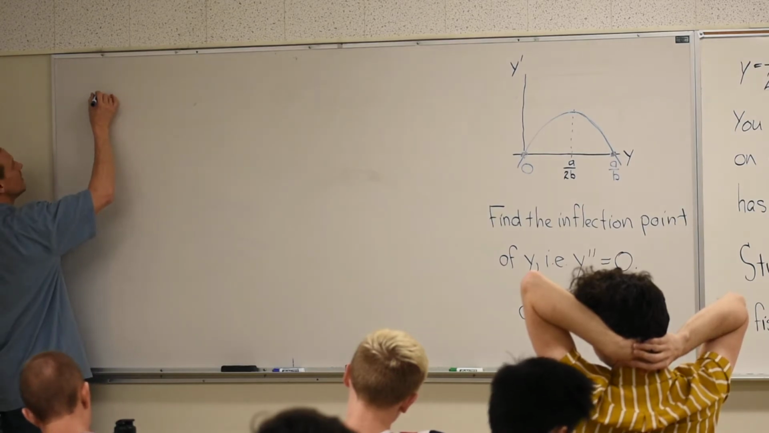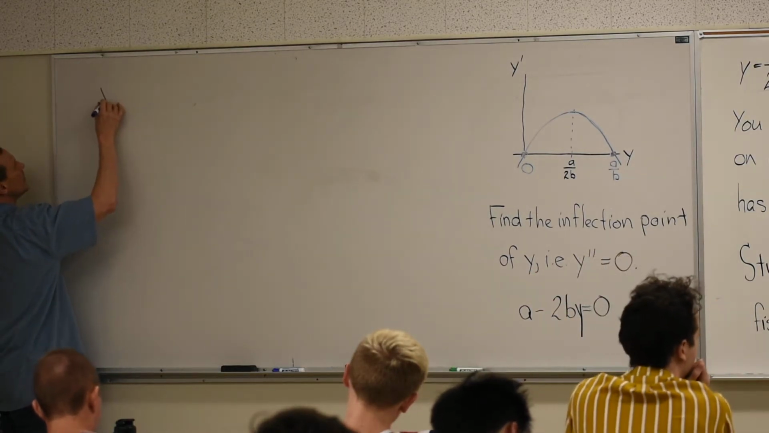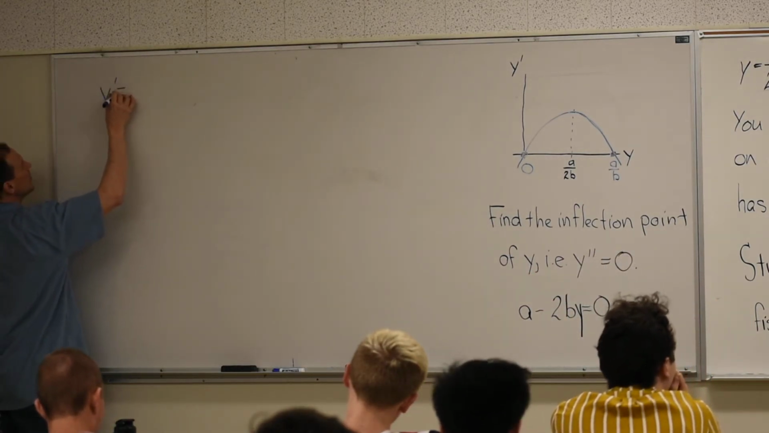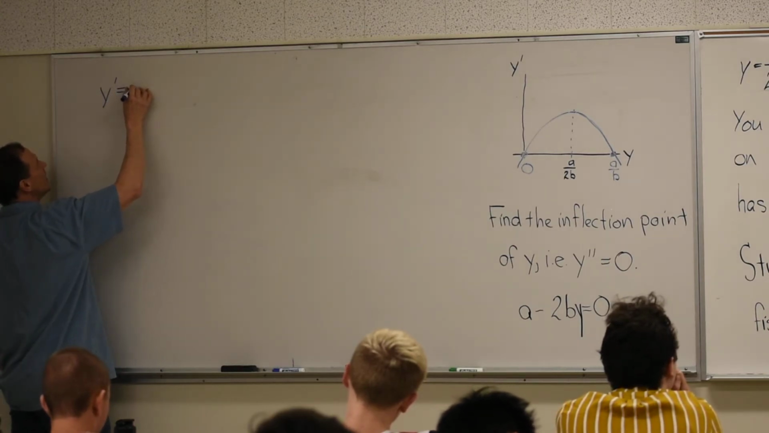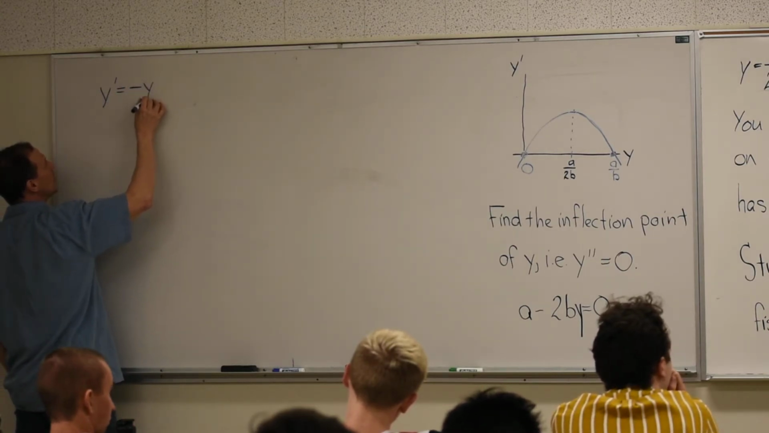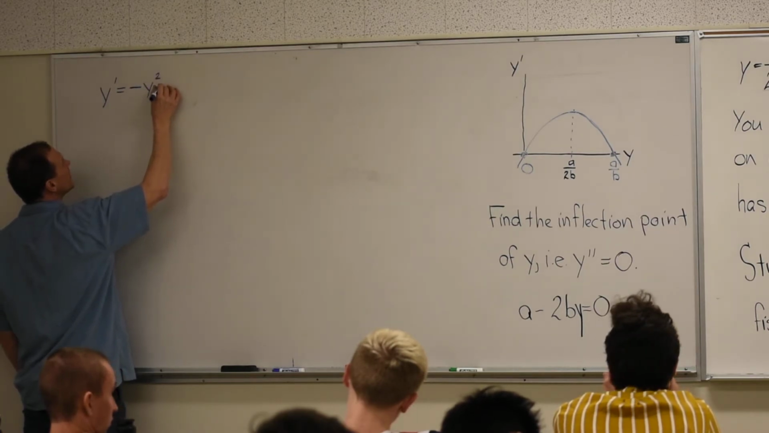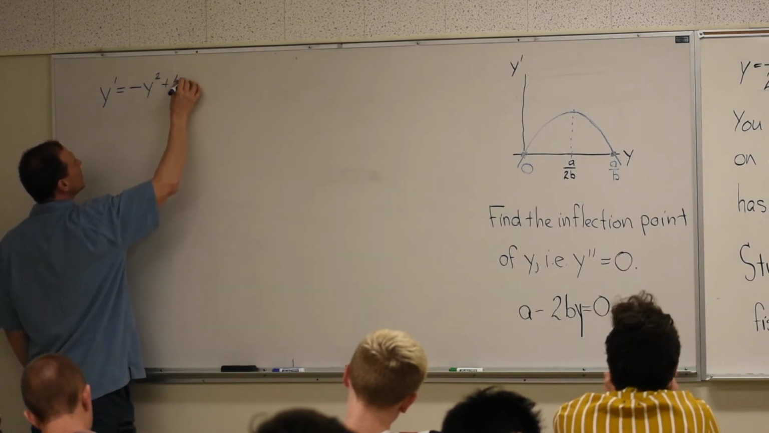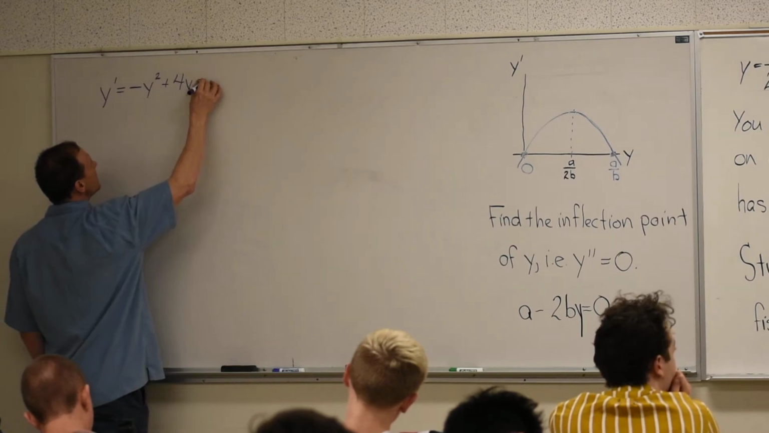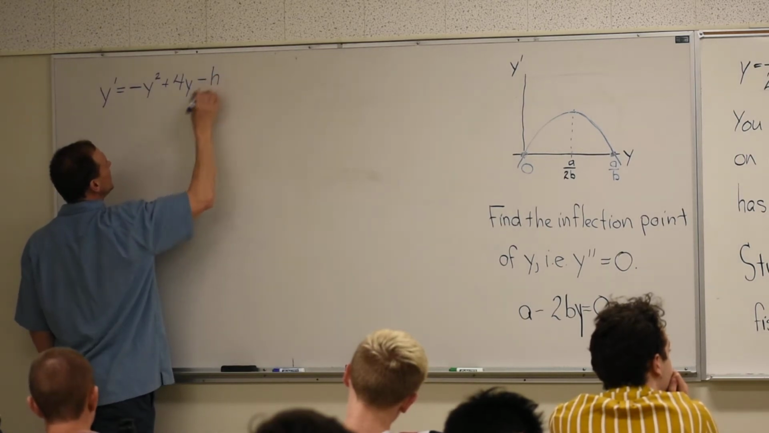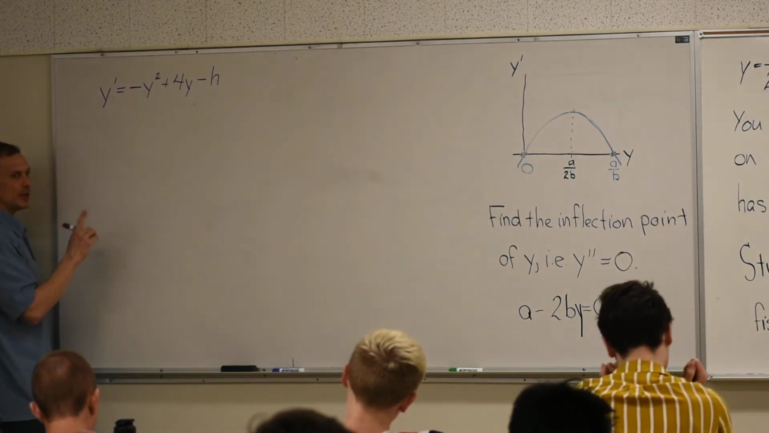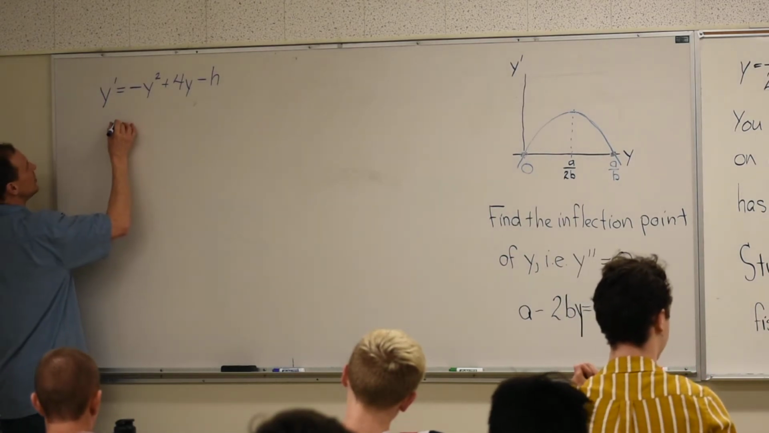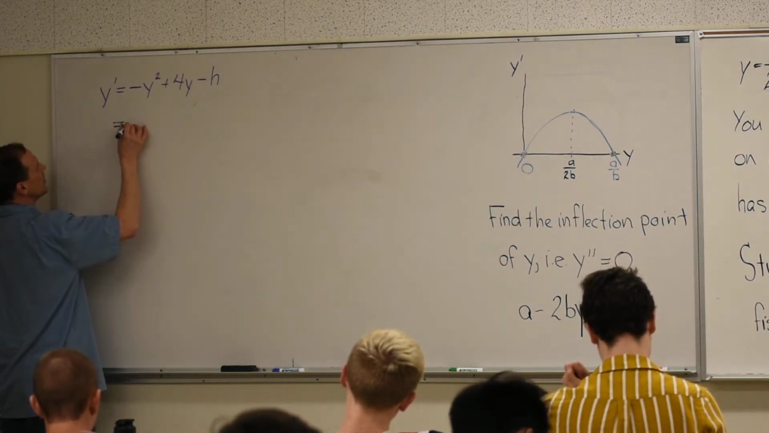So let's just solve this once. y prime equals, I'm just rewriting it, I'm going to write it this way, minus y squared plus 4y minus h. Let's complete the square on this. So take a moment, you do that, I'll do that. Hopefully we'll come up with the same answer.